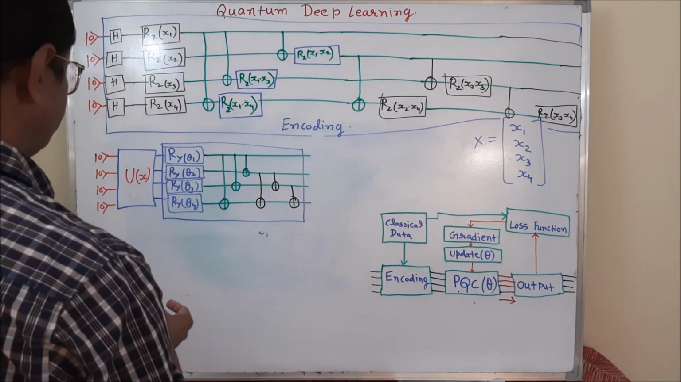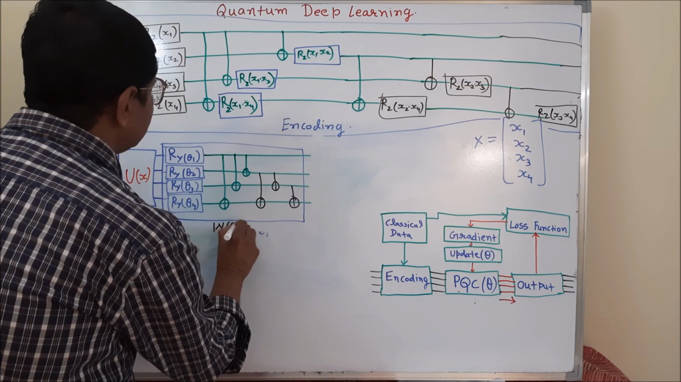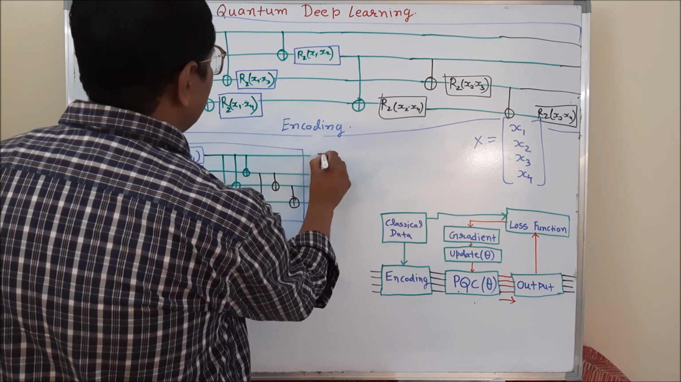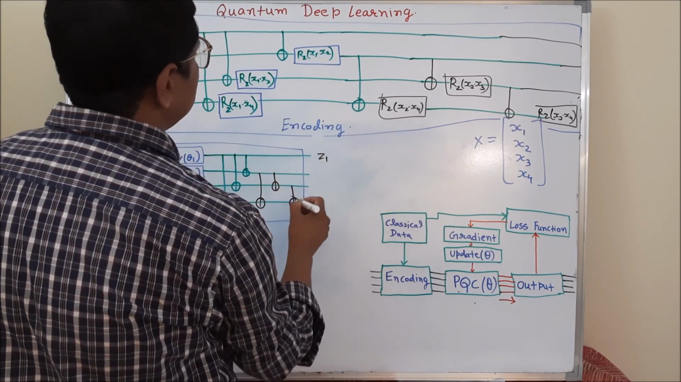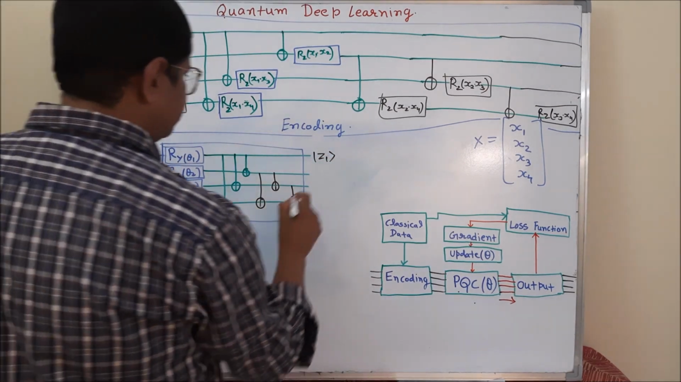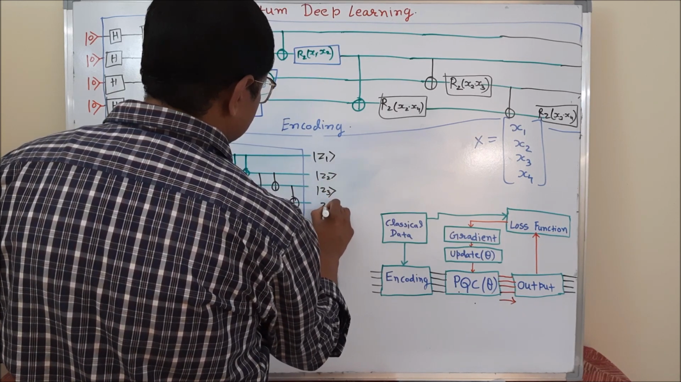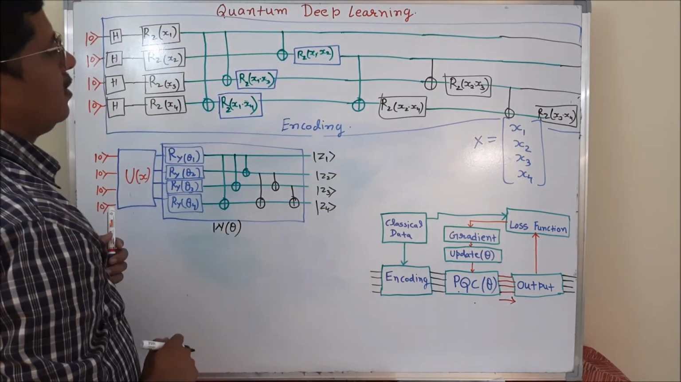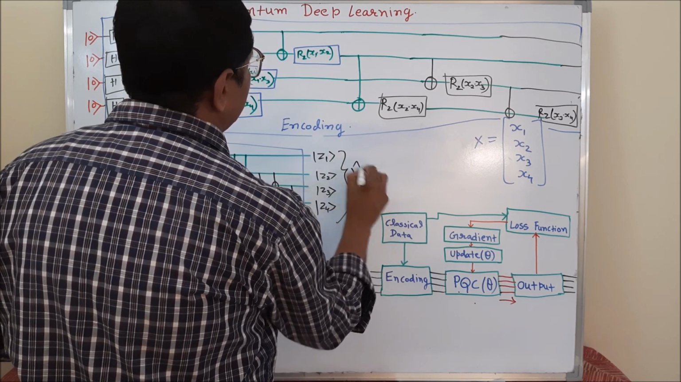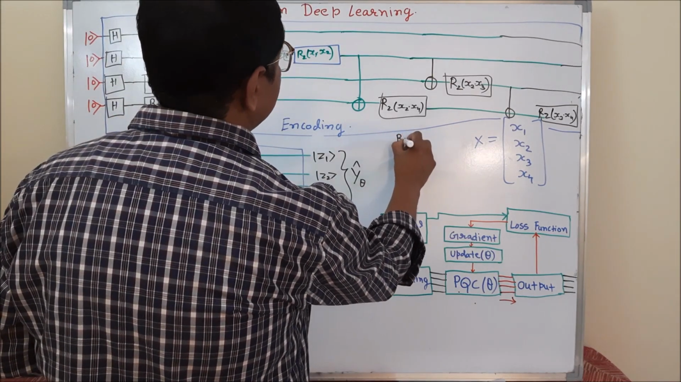So now, suppose we represent it as W theta. Now, each of those gates will return some output. We already said those outputs will be stochastic in nature. Now, suppose you are doing some binary classifier.